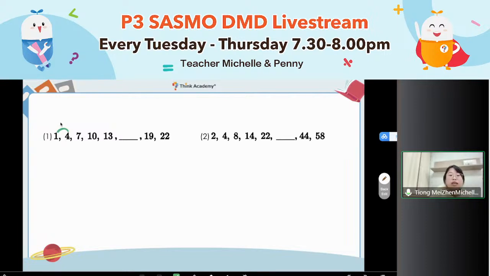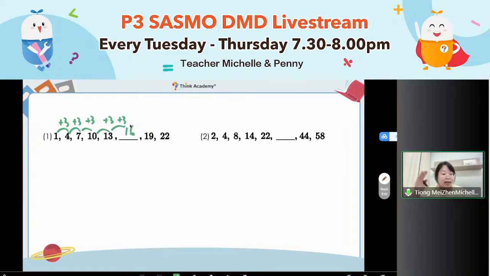1 to 4, it will be plus 3, obviously. 4 to 7, it will be plus 3. I see some correct answers. 7 to 10 is plus 3. A pattern is something that comes up at least 3 times and above. Here you see those 3 bridges appear plus 3, 3 times. So the next bridge will also be plus 3. Now the blank must be 13 plus 3, which is 16.